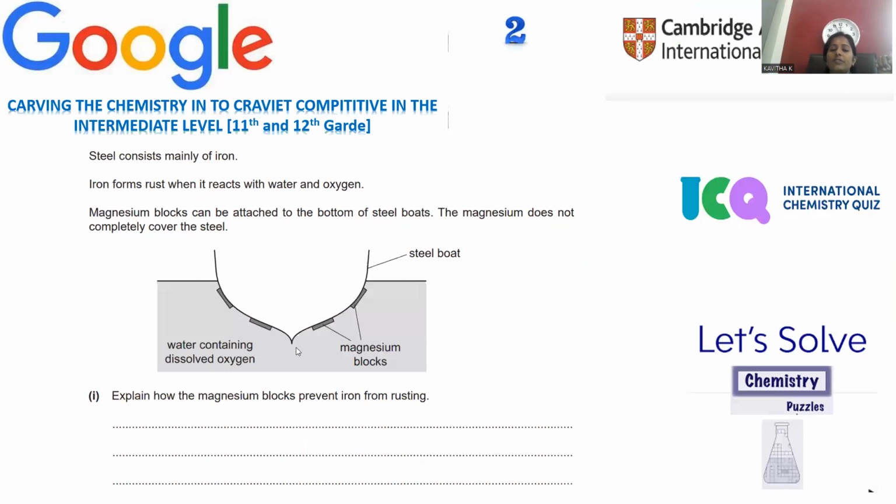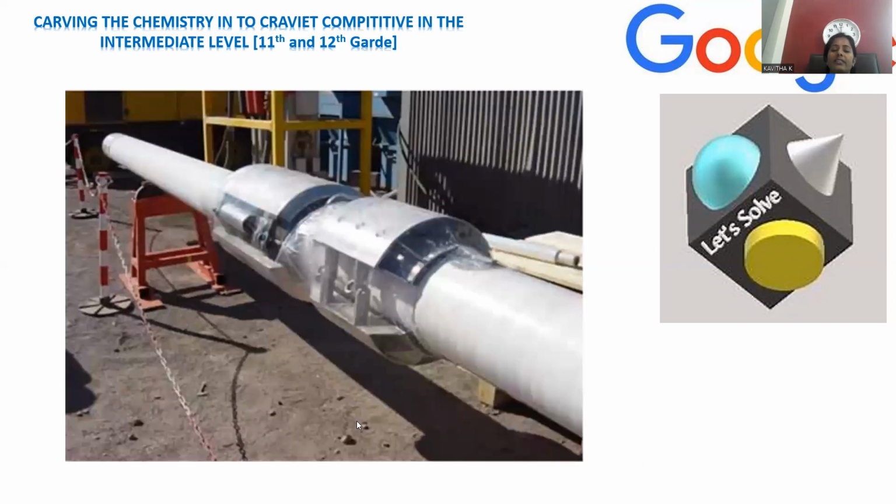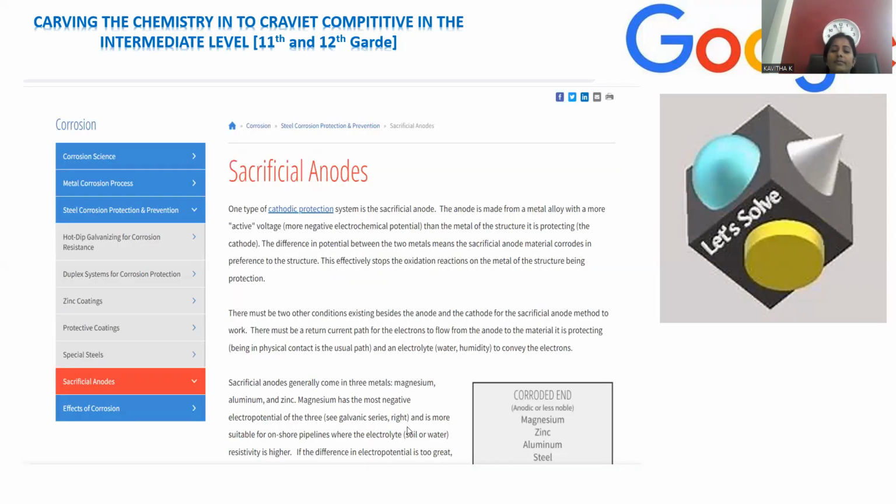This magnesium is becoming anode because of higher negative potential, and iron is becoming cathode, so that the entire thing is protected. Always the cathode will be protected, will not lose the electrons. This is the way we can prevent rusting of iron by the sacrificial anodic process.